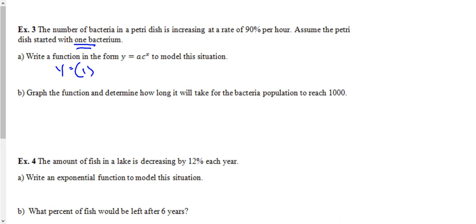Here, my factor, most students will write down 90%. Well, you can never have a percentage in your equation. Percentages don't actually work here, so you'd have to convert it. So then most students will try to convert it to 0.9.